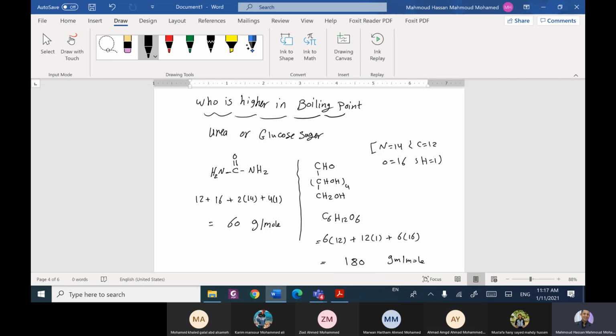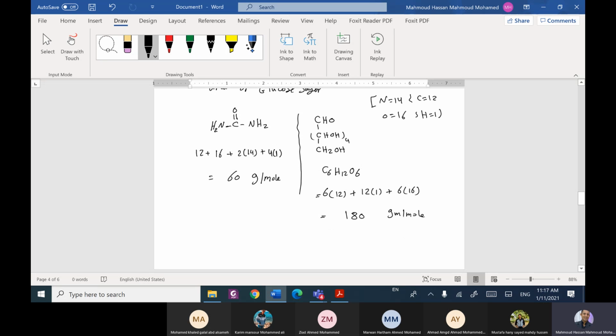So the higher in boiling point will be glucose sugar. Why? Glucose sugar is higher in boiling point. Why is glucose sugar higher in boiling point? Since it's higher in molar mass.